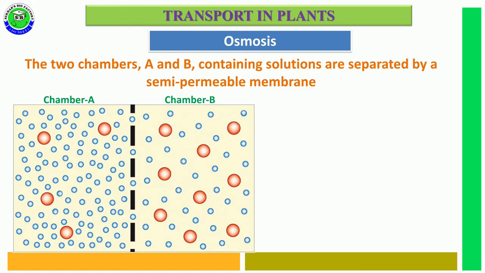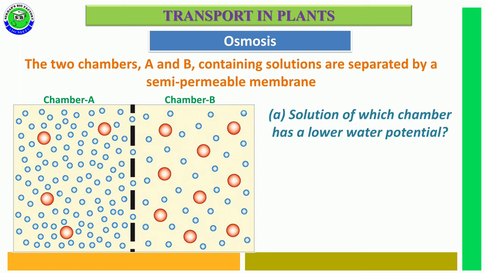So by taking one comparison, in this comparison, there are two chambers named chamber A and chamber B. Both consist of solution, and these are separated by a semi-permeable membrane. In both, the solution of which chamber has lower water potential? Compared to chamber A and chamber B, fewer water molecules are present in chamber B. It indicates it has a lower water potential.